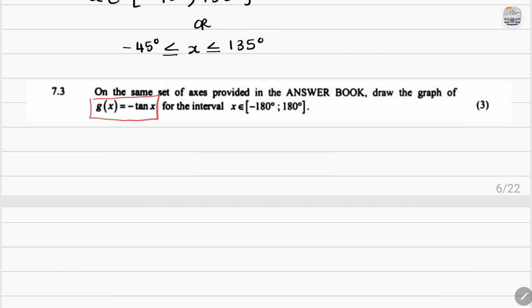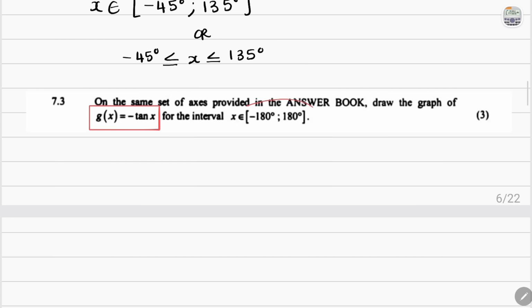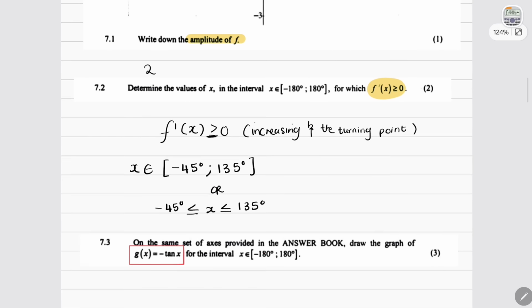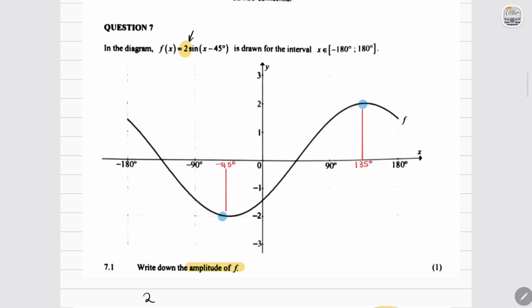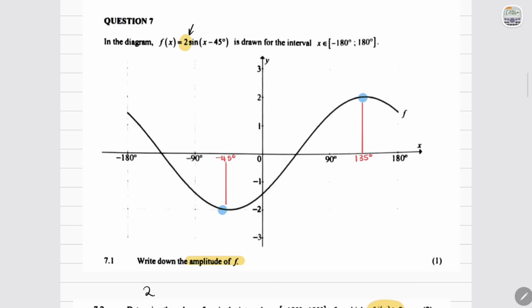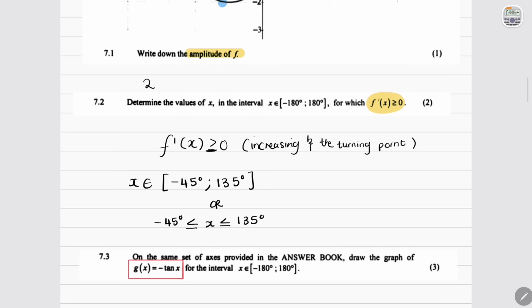So there's a new graph, g, negative tan x, for the same interval. It's just the tan graph, just with a negative in front of it. So think about what the tan graph looks like. With the tan graph, first put down those important things that you need: your asymptotes. The tan graph completes one cycle in 180 degrees.